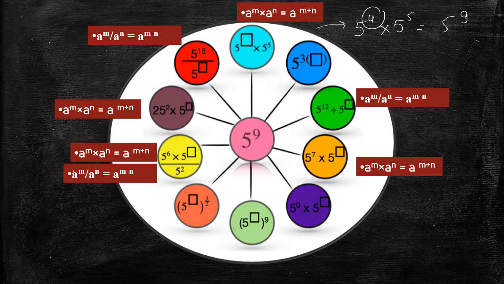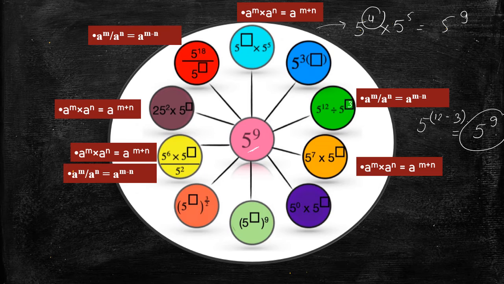So our answer should be 4. Now next, 5 raised to the power 12 divided by 5 raised to the power something, so as to get 5 raised to the power 9. So we know that if we subtract 3 from 12, we will get 9, right? So if we write 3 here, we will get 5 raised to the power 9 as per the second law of exponents, that is, quotient with the same base.